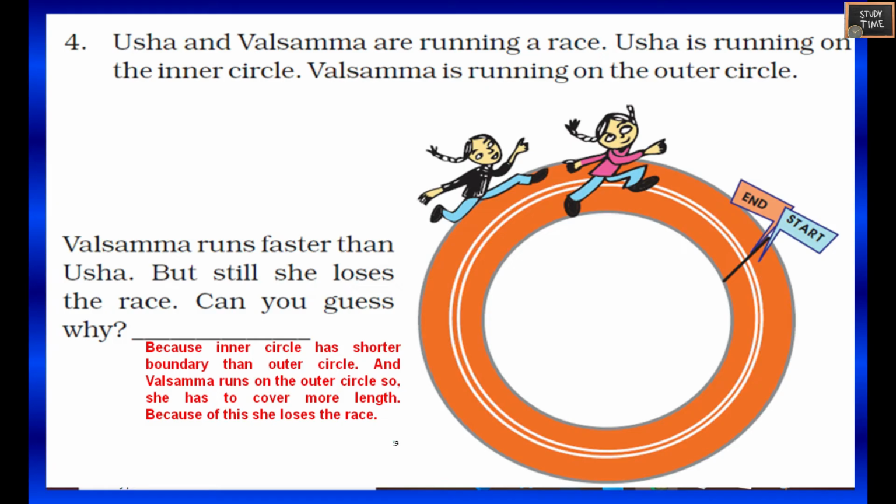Usha and Valsama are running a race. Usha is running on the inner circle. So this is Usha, she is running on the inner circle. Valsama is running on the outer circle. Valsama runs faster than Usha, but still she loses the race. Can you guess why? Because the inner circle is a shorter distance, whereas the outer circle is a longer distance. Because of this, she loses the race.